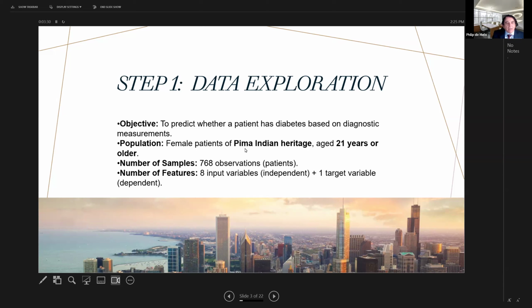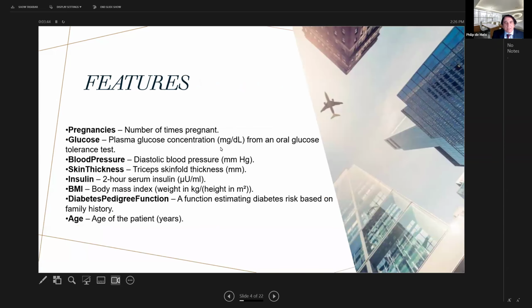This is the first step. We see what the data sets are, the number of observations, and the number of features. We start the data exploration with these elements. Now, the second step is to talk about features. The features in this data set are pregnancies, the number of times a woman was pregnant, glucose level, blood pressure, skin thickness, insulin, BMI, diabetes pedigree function, and age. These are the parameters from the Indian data set on diabetes.